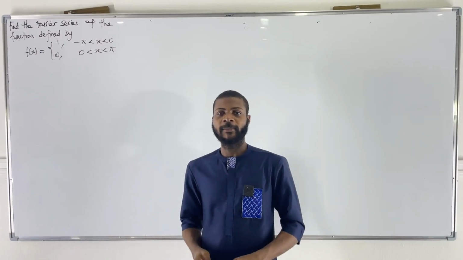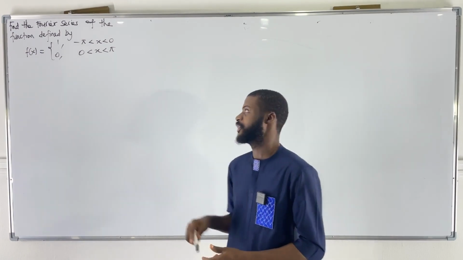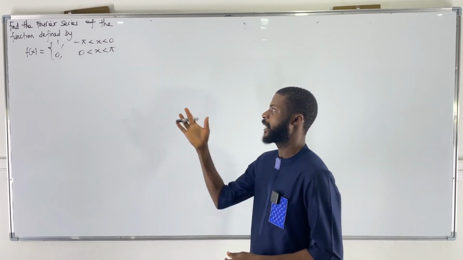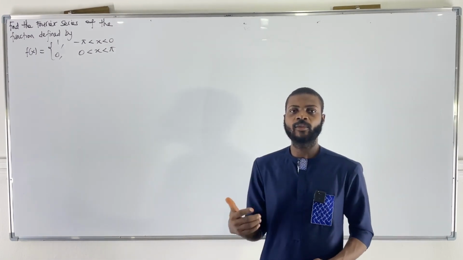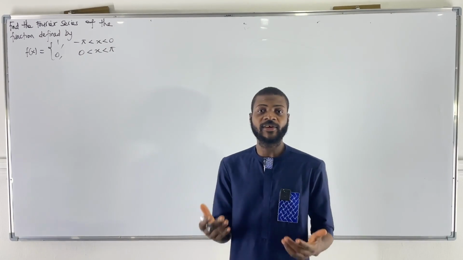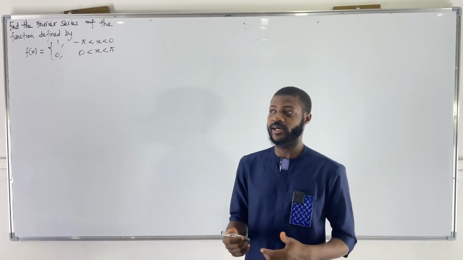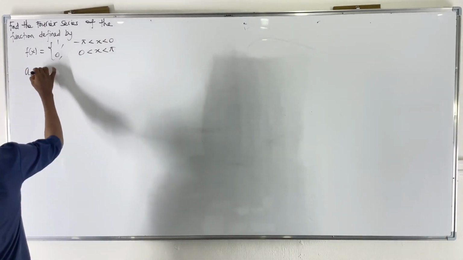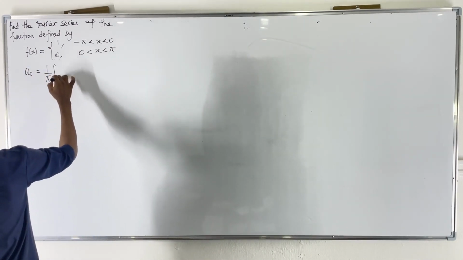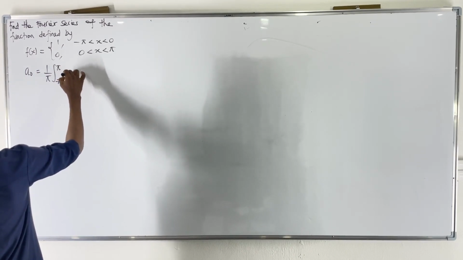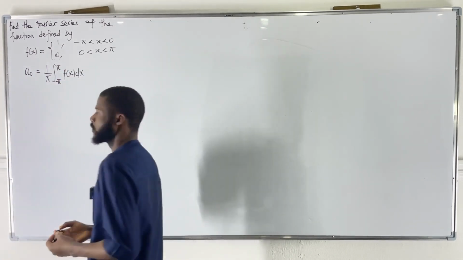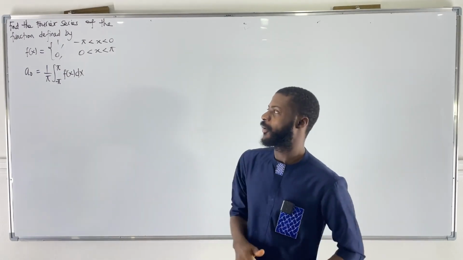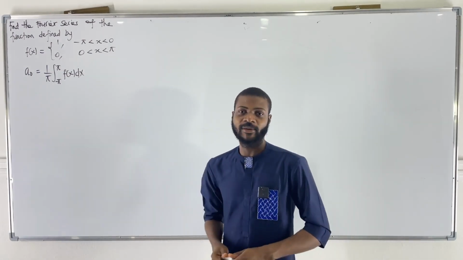Welcome guys, I'm DrAvitech. In this video, we're going to be solving this very problem. It says find the Fourier series of the function defined by that. So the first thing we want to do is to find the first coefficient, which is the zeroth coefficient. So let's get started with a naught is equal to 1 over pi integral from negative pi to pi of f of x dx. That's the first coefficient that we're going to look for.